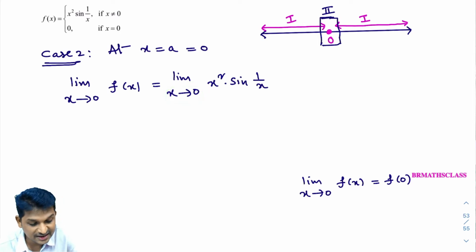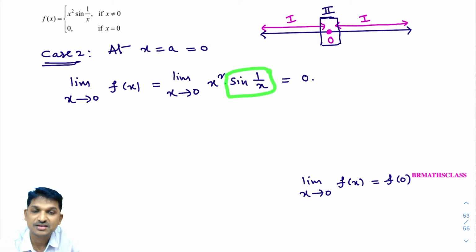So, when I try the direct method, listen here. In place of x, if I write 0, 0 square is 0, into, look here, sine 1 by x. What is x? If you write 0 in place of x, you may feel that it is sine 1 by 0. 1 by 0 is not defined. So, sine 1 by 0 is not defined. You may think like that.